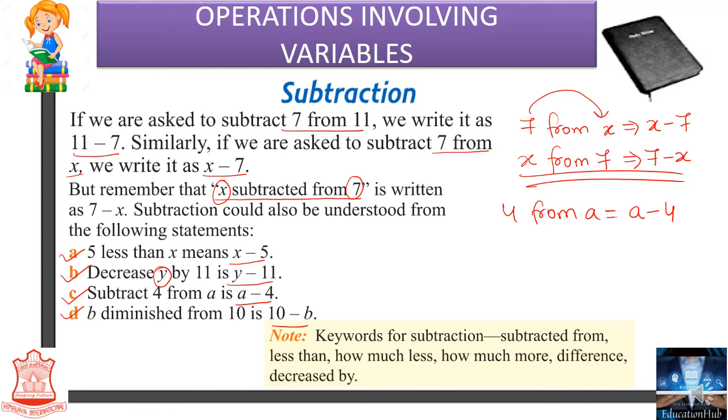So हमारे पास यहाँ पे भी keywords आ रहे हैं subtraction के. What are these keywords? Subtracted from, that means हम subtract कर रहे हैं, less than, again minus करेंगे, how much less, अगर हमें निकालना है कि कोई नंबर किससे कितना छोटा है तो हम क्या करेंगे, subtraction. How much more, एक नंबर दूसरे नंबर से कितना बड़ा है, again we are going to subtract. Difference तो clearly subtraction ही है. And decreased by, that means एक चीज़ को हम कम कर रहे हैं and कम करने के लिए we will use subtraction. I hope this is clear to you.